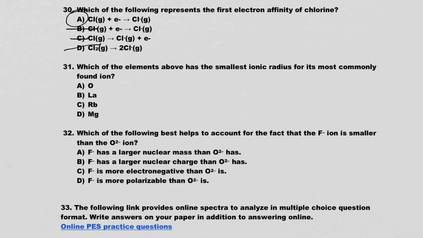31. Which of the elements above has the smallest ionic radius for its most commonly found ion? Okay, so we really have to look at these. So we've got O2 minus, La, you have to find where that is. Lanthanum is in the 6th period. That is going to be large, so we don't even have to worry about that. Rubidium is Rb plus, but when it loses that one electron, it is like krypton. And krypton has 36 electrons. Krypton is in the 4th period, so it has electrons in the 4th energy level.